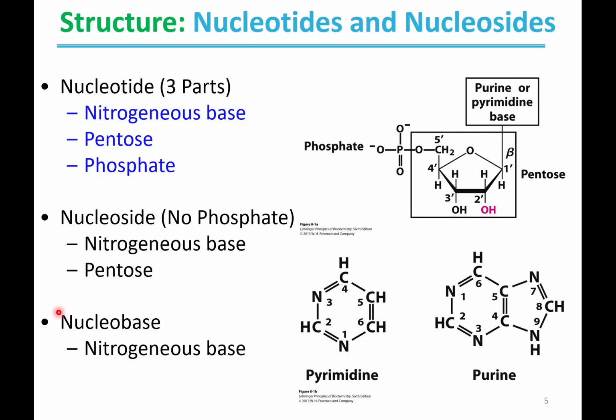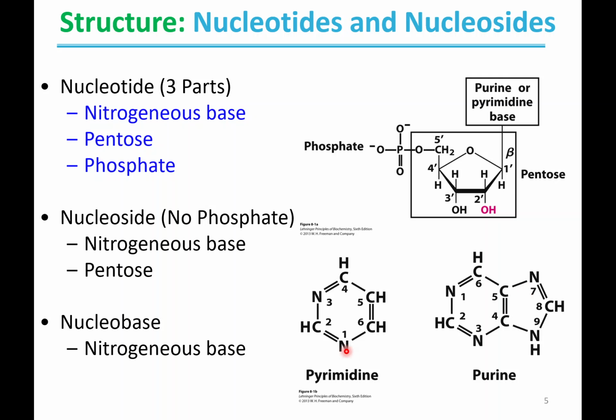Okay, and then finally, if you're just talking about the nitrogenous base, sometimes those are called nucleobases. The two types are shown down here. Pyrimidines are 6-membered rings, and purines are a double ring structure. You have a 6-member ring and a 5-member ring attached.